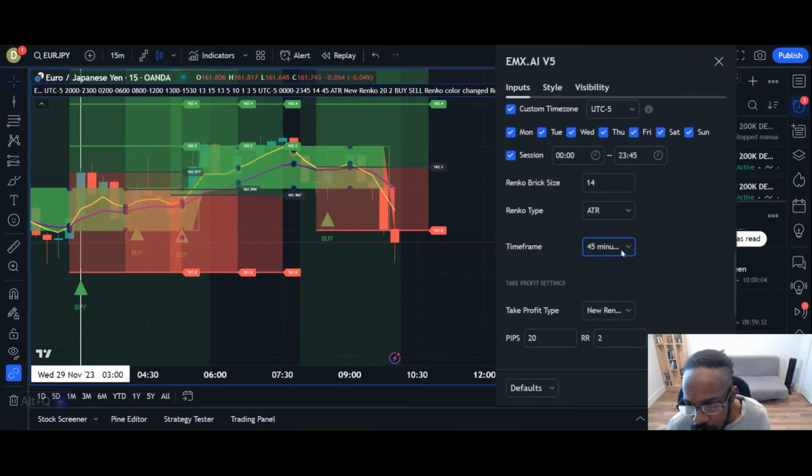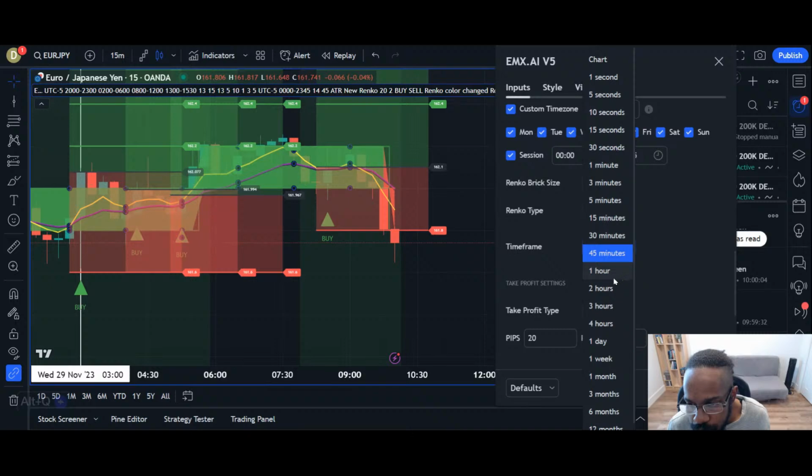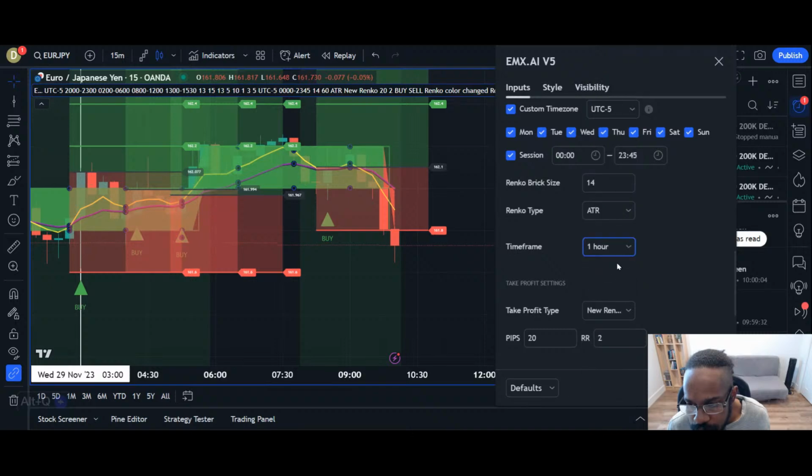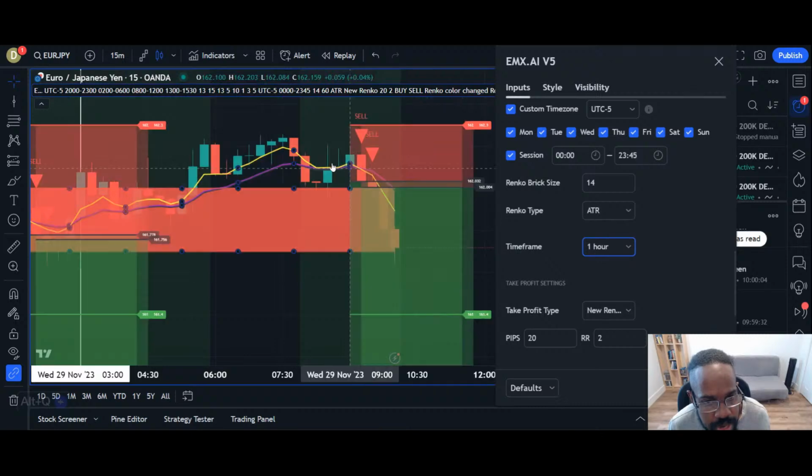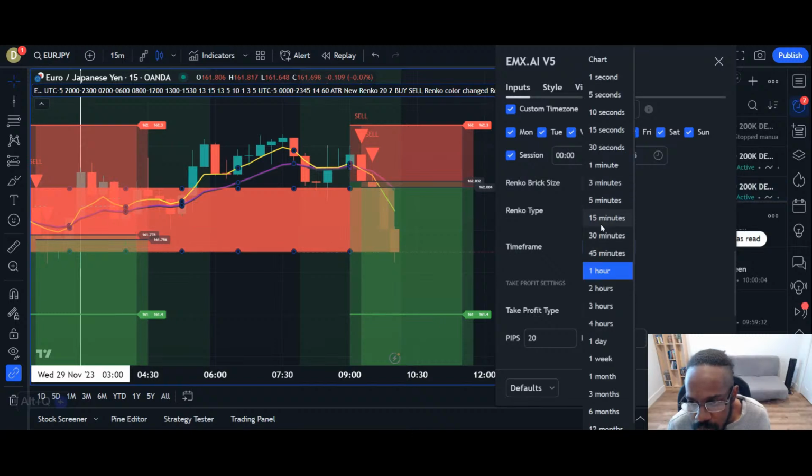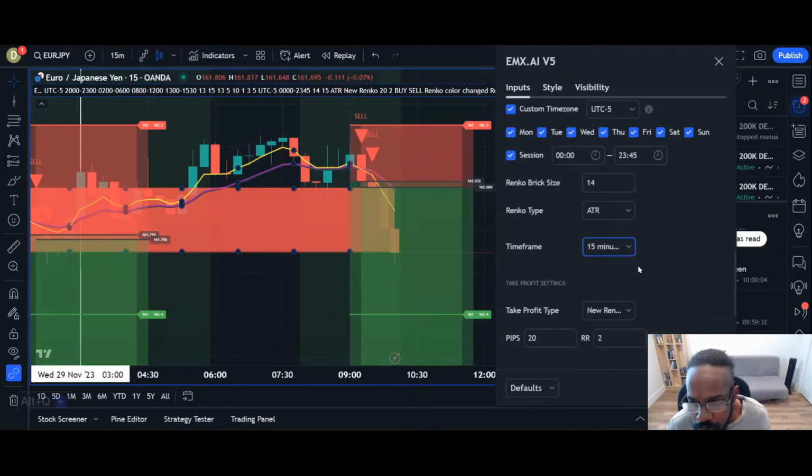But if you're an intraday or a swing trader, it's better to keep it at a 1 hour because this move you're going to get in that move. But it depends exactly on what type of trader you are. So let's say we put it on the 15 minute.